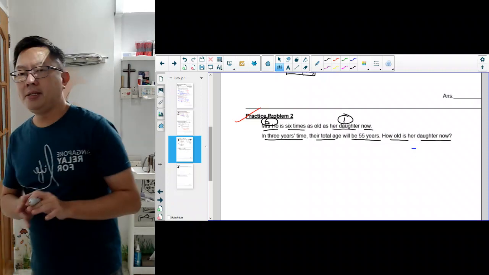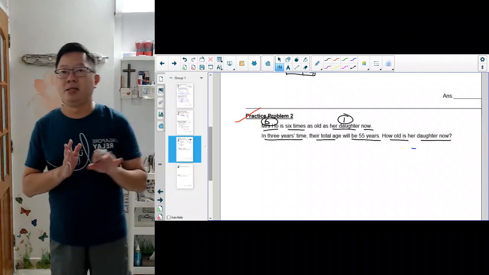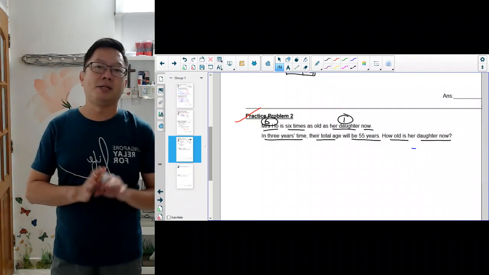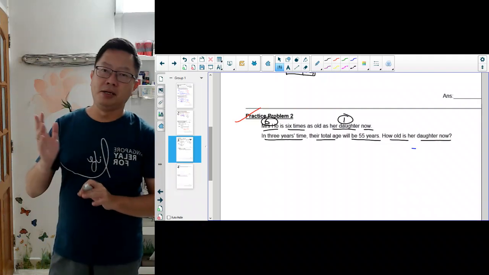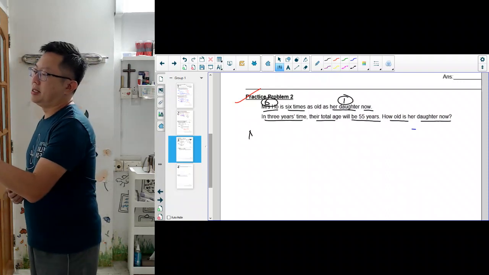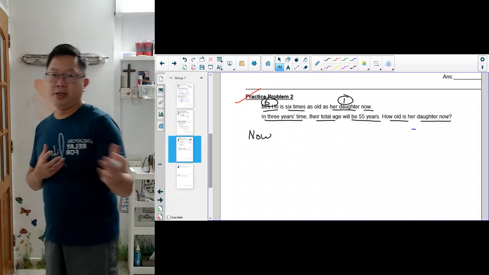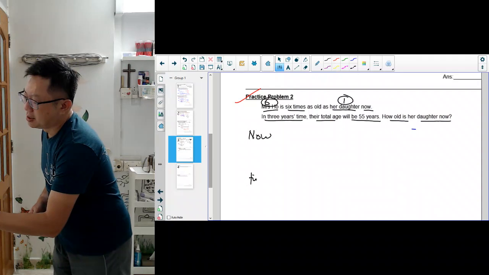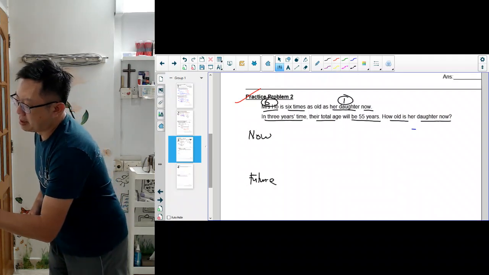So you can see that this is also like a before and after problem. So every time there's an age problem, you also have something similar to before and after. So I'm going to call the before the now. And the 3 years' time, I will call it the future. So you can actually change the label.